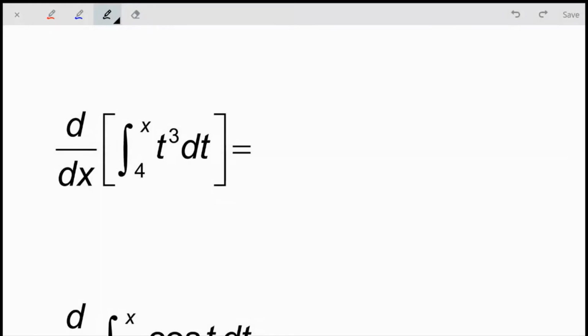So I'm taking the derivative of the result of the integral from 4 to x of t cubed dt. Well, let's just go through that process. If I were to solve this out, the antiderivative of t cubed is t to the 4th over 4.